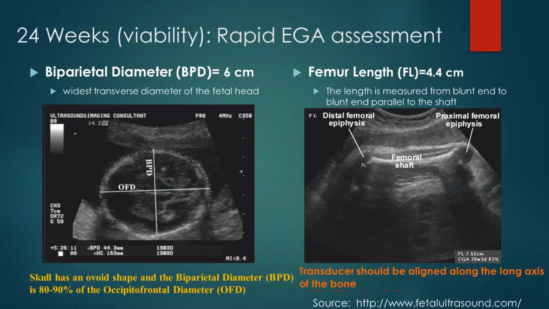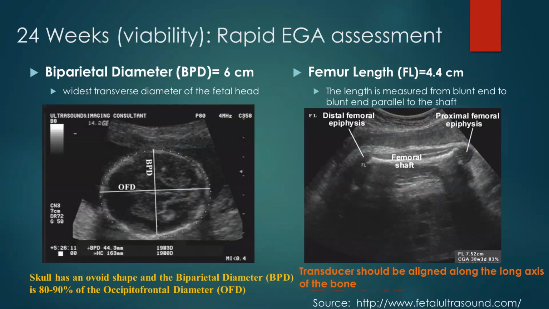And keep in mind, the fetal head is somewhat ovoid, and the best way to make sure that you get it is that you can see the thalamus within the cross-section. And you're going to measure from outside to inside. And if that is 6 centimeters or more, it's likely that the fetus is about 24 weeks or higher, and that gives you viability. The other is going to be the femoral length.